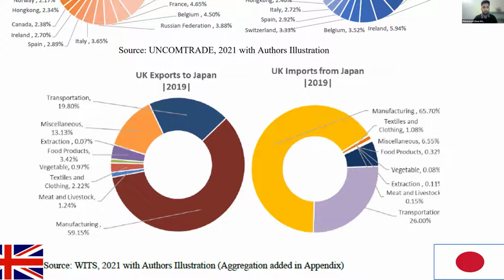If you look into the commodities, we have aggregated them using WITS as a source. Manufacturing commodities are about 59% of exports, whereas meat and livestock are exported to Japan at 1.24%, textile 2.2%, and so on. At the same time, the UK imported from Japan in 2019 65.70% of manufacturing commodities, whereas textile and clothing were imported at about 1.08%, and so on.